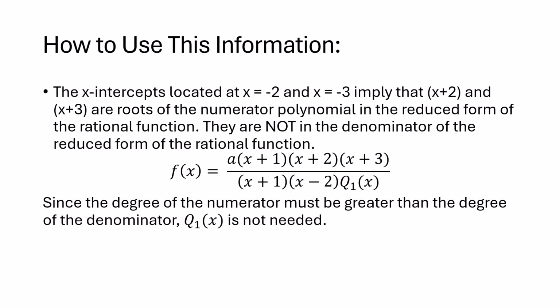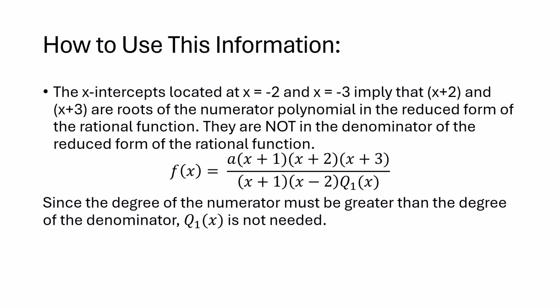The denominator of our template has x plus 1, because that's where the hole is, x minus 2, that's where the vertical asymptote comes from, and some other q1 polynomial. So what we're going to do here is we're going to now use what we know about the oblique asymptote. The presence of the oblique asymptote says that the degree of the numerator must be bigger than the degree of the denominator. Now, in my current template, this is actually the case. So this q1 polynomial, we're simply going to drop.